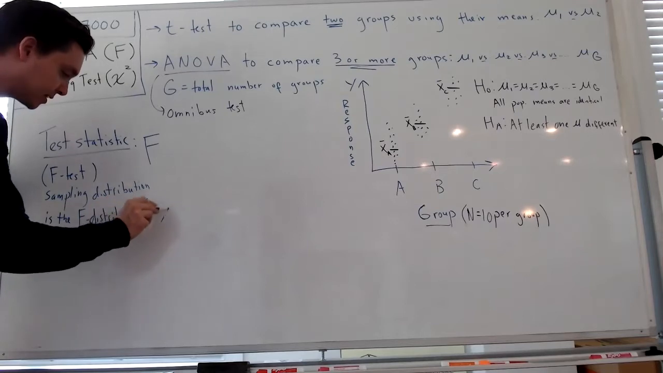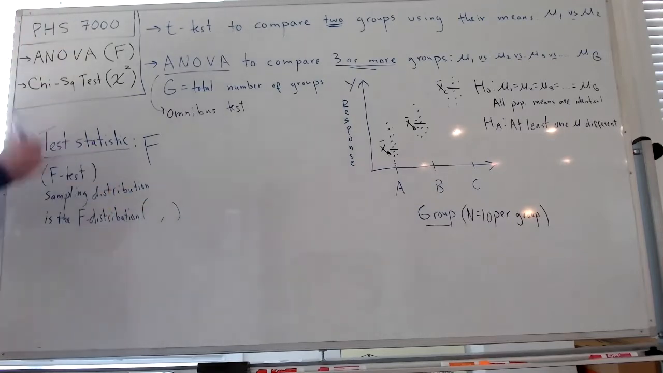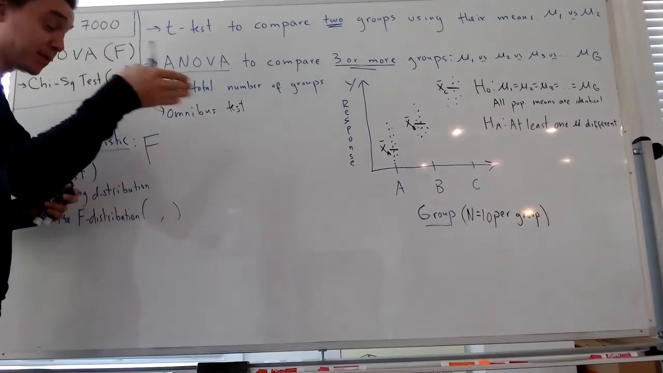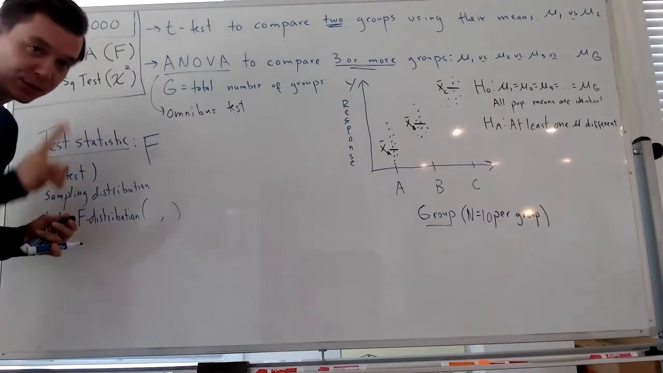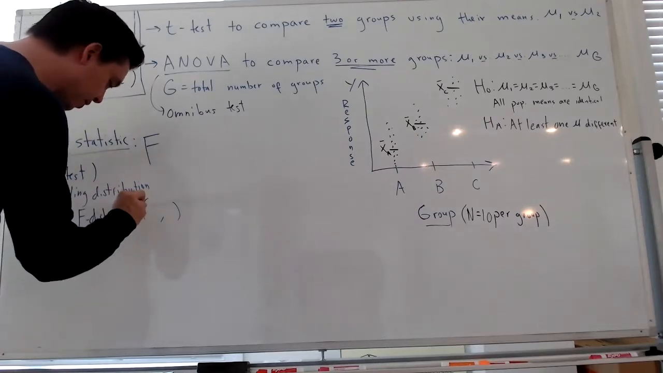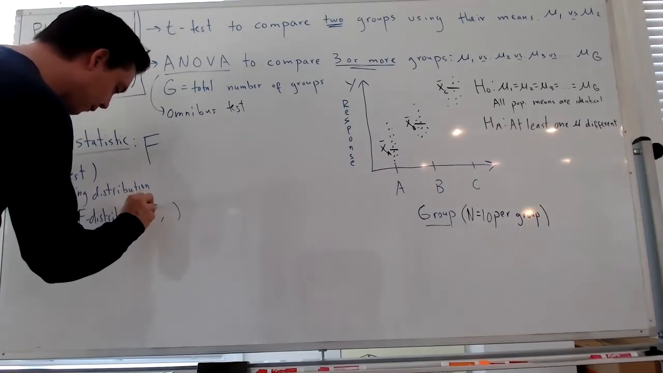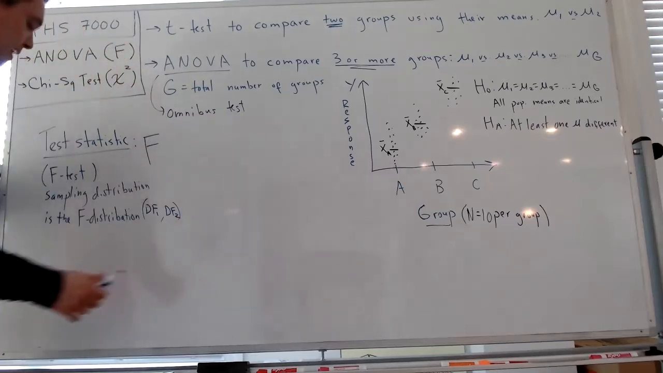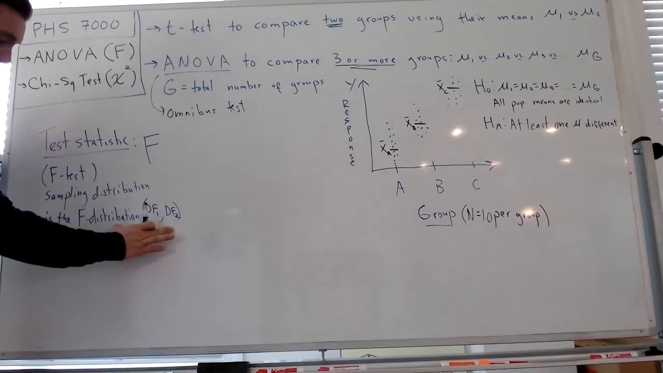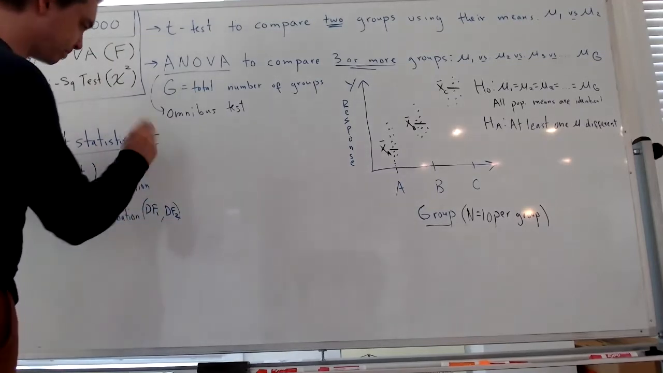Okay, what parameters does the F distribution have? Well, remember the t-test, the t distribution has the degrees of freedom. The F distribution has 2 degrees of freedom. And for now, we'll just mark this as df1 and df2. We're going to pause that bit for now. I will explain what these degrees of freedom are in just a second.